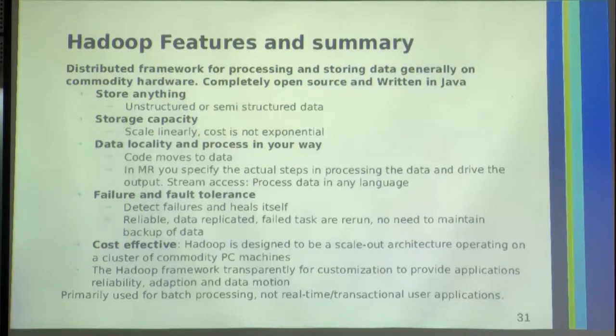So just as a summary, these are Hadoop features. It stores unstructured or semi-structured data. It's completely open source, written in Java. It scales linearly, supposedly. Cost is not exponential. I always question that. But anyway, the data locality: the whole thing is about moving the processing to where the data is, not having to transfer data across the network to do the processing. It's got failure handling built in, at least in the storage part. I'm not sure about the processing, we have to have another look. And it's very cost effective, right? So you can do that kind of thing there.